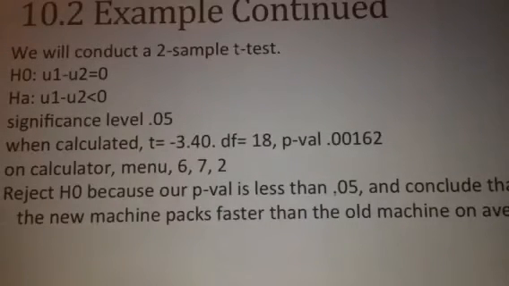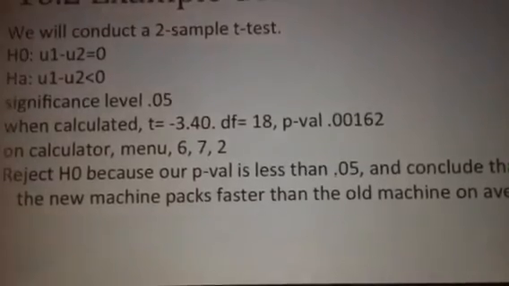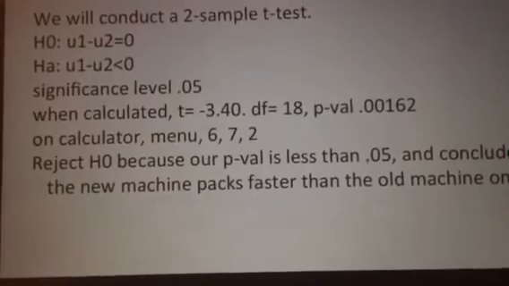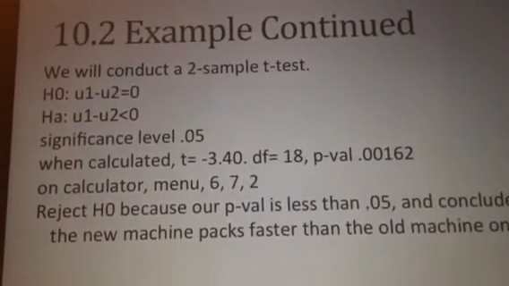So to continue to solve this problem, we'll conduct a two-sample t-test. Our H naught is going to be mu1 minus mu2 equals 0, and our alternative hypothesis is going to be mu1 minus mu2 is less than 0. We're going to make our significance level 0.05.